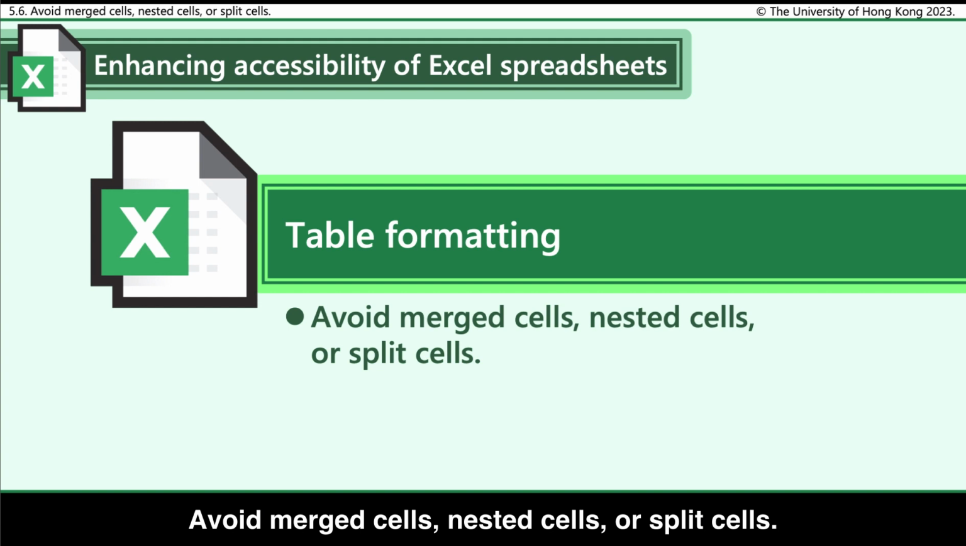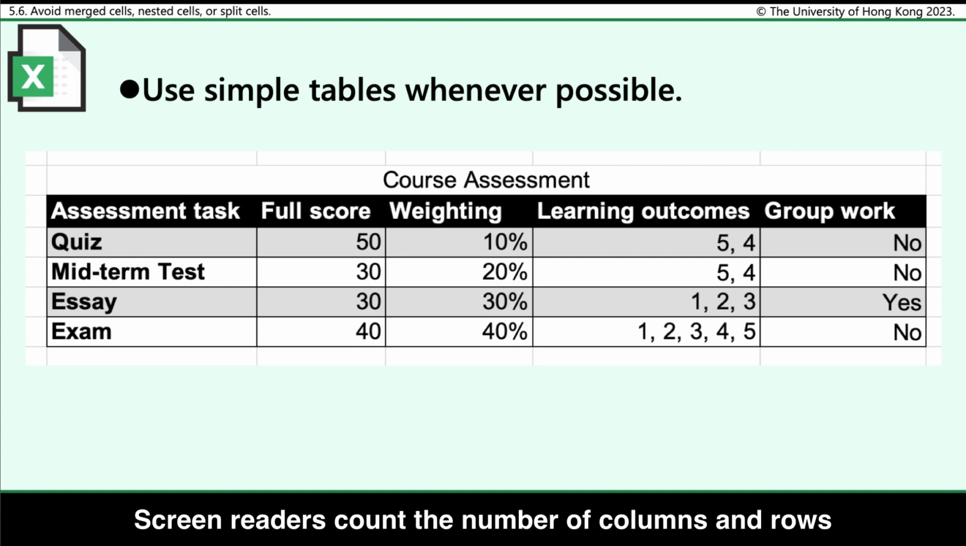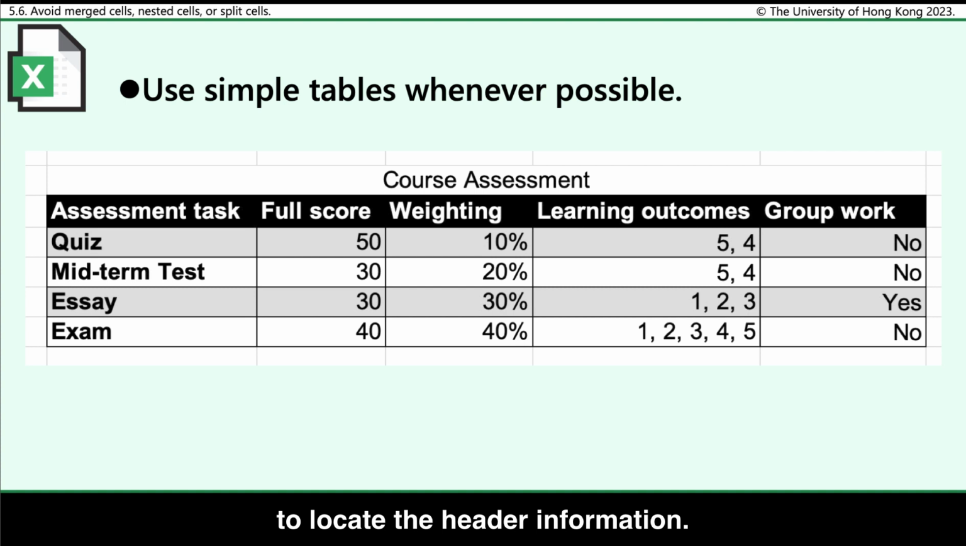Avoid merged cells, nested cells, or split cells. Use simple tables whenever possible. Screen readers count the number of columns and rows to locate the header information. Screen readers read the information in each cell one by one from left to right, and from the top to the bottom.